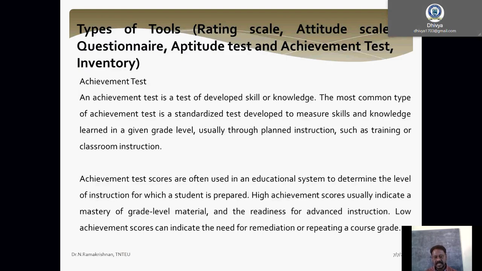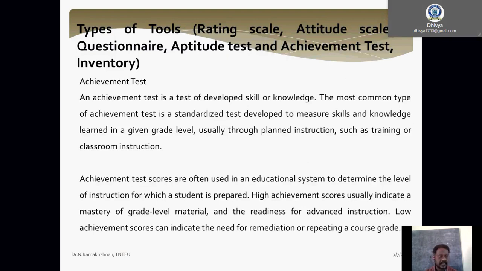The high achievement scores usually indicate a mastery of grade level material and the readiness for advanced instruction. Low achievement scores can indicate the need for remediation or repeating a course grade. Suppose you do not get a proper grade in the test, and it is asking for remedial measures. Suppose a teacher is taking English grammar. After taking English grammar, the teacher conducts a test.